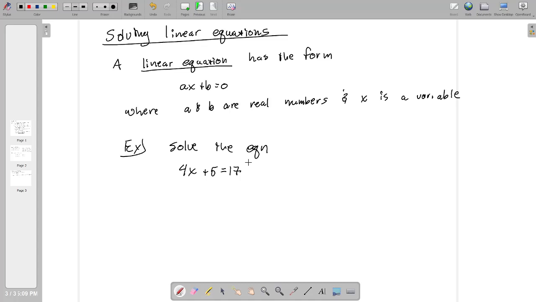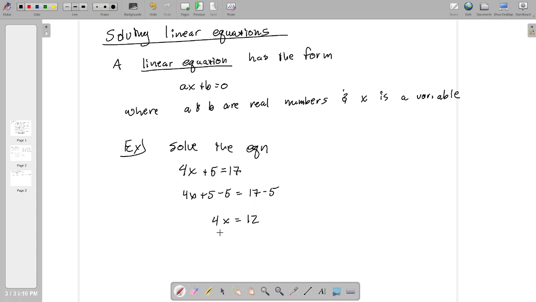So an equivalent equation will be 4x plus 5 minus 5 is equal to 17 minus 5. Now here all I did was subtract 5 from both sides. Now I specifically chose 5 because 5 minus 5 will be 0, and I'll eliminate the constant that I have here. So I'm left with 4x is equal to 12. Now this is an equivalent equation. It'll have the same solution set as we noted before. When we subtract a number from both sides, the equality is preserved.